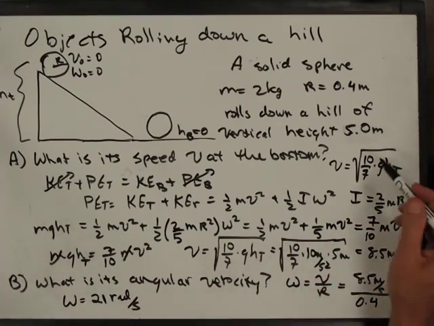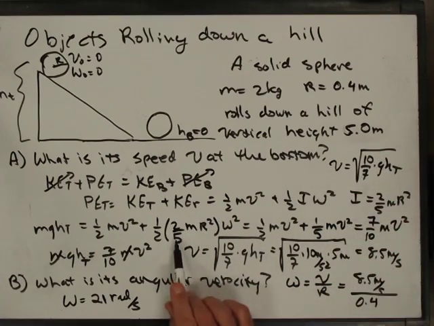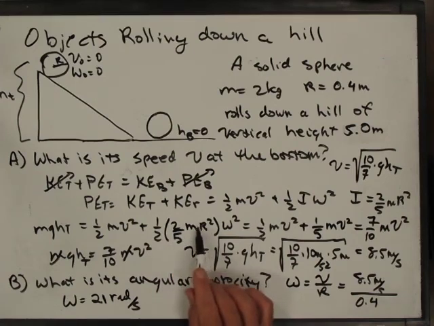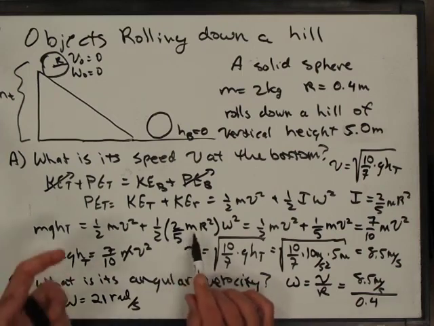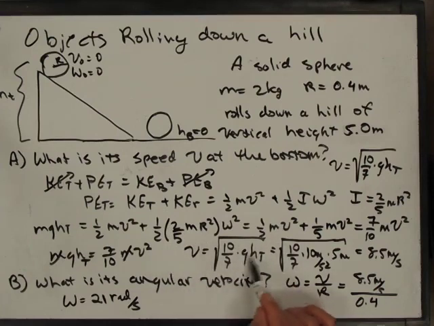So if this had been a solid disk, I would have put in 1/2 mr squared. If it had been a hollow sphere, I would have put in 2/3. If it was a hollow cylinder, I'd put in just mr squared, 1 times mr squared, and so on. You just have to pick the right part of this, and that gives you the right rotational inertia, which then lets you solve for the height, for example.